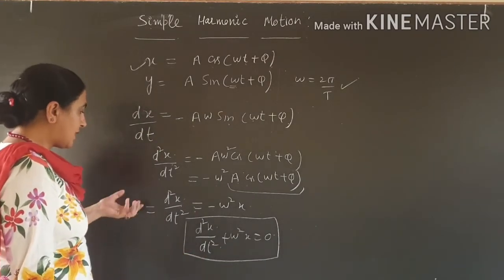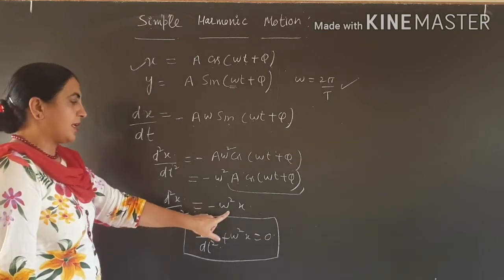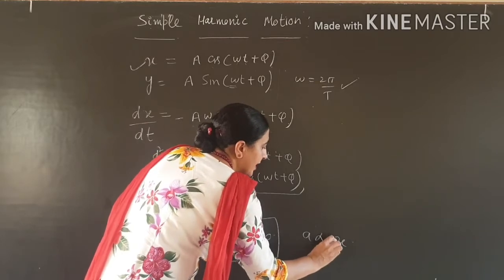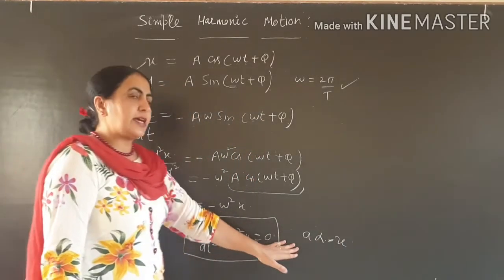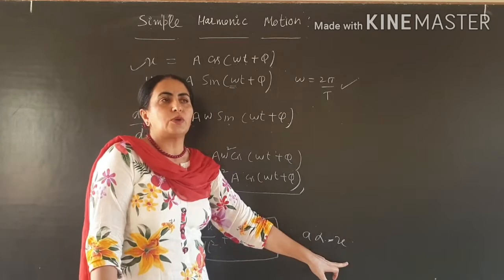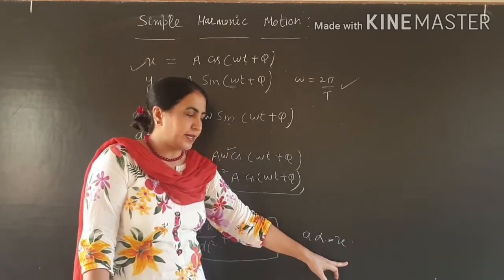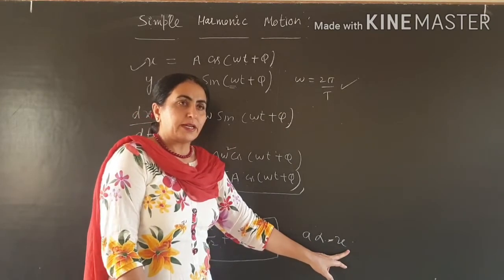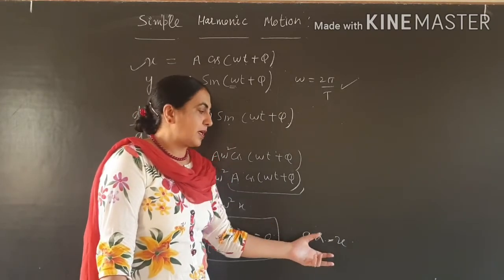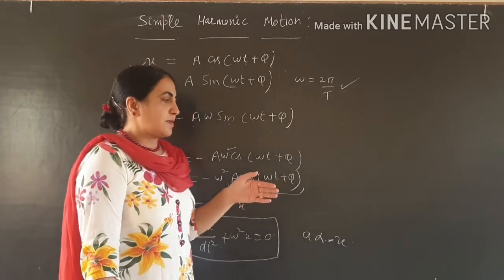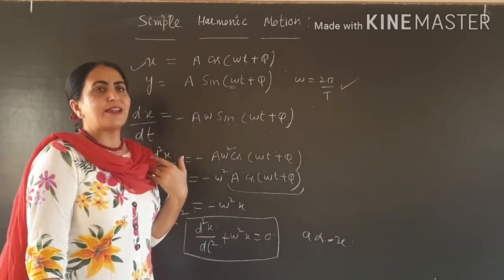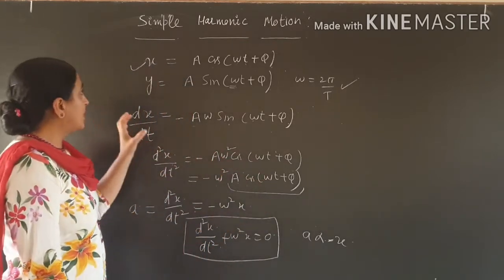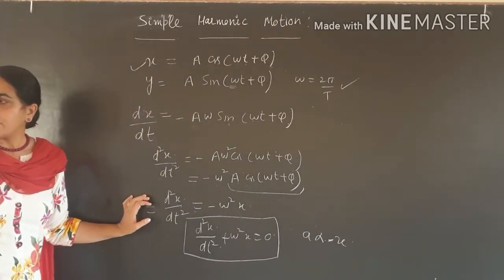And from this you can also write that acceleration is directly proportional to x but with a negative sign. Means acceleration is directly proportional to displacement, X is the displacement here, but in the opposite direction. They are both directly proportional in magnitude, but if displacement is towards the right, acceleration is towards the left. They are in opposite directions. So this is about the differential equation of simple harmonic motion.